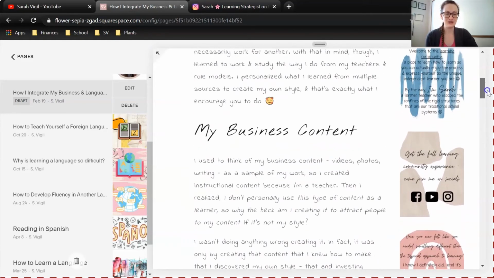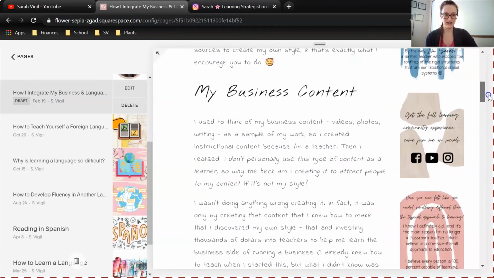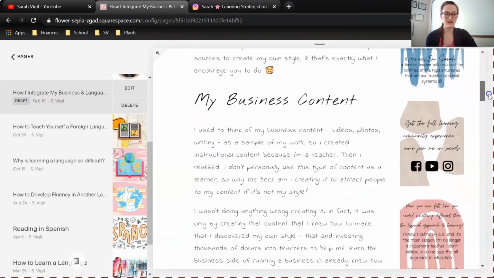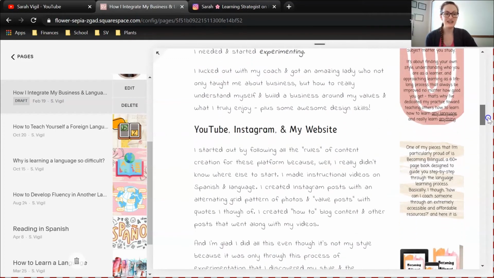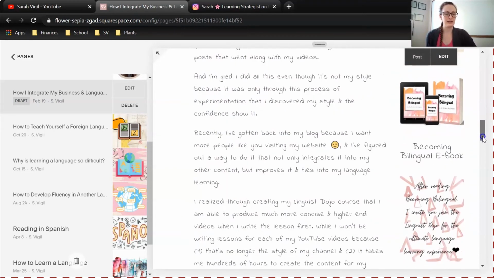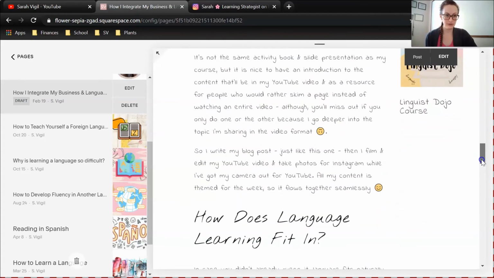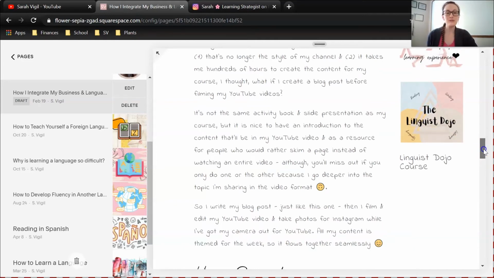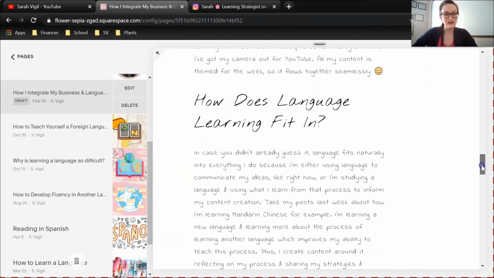So this is also my integration process, having all of these pieces over on the side so that when people come to my website, they know that, hey, this is what I'm all about, and these are ways that they can get more content from me, or my book, or they can work with me in the Linguist Dojo, because that's currently the only way that people can come to work with me. But yeah, they have all of that.